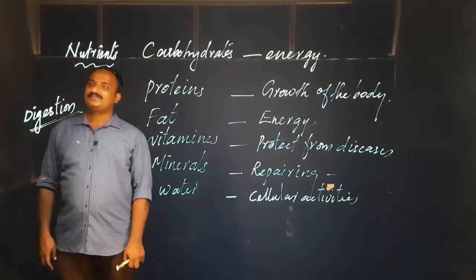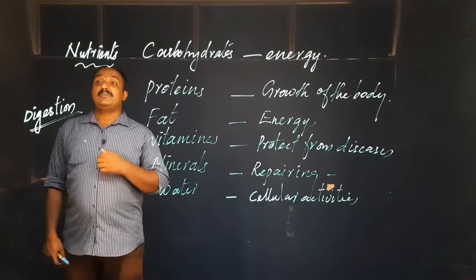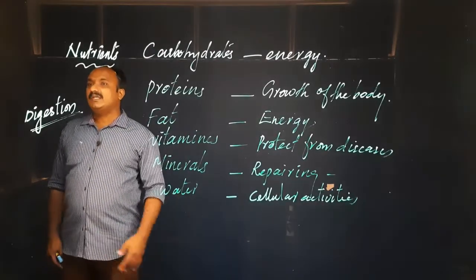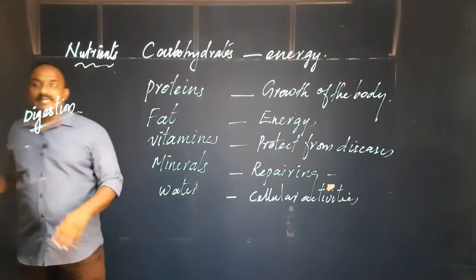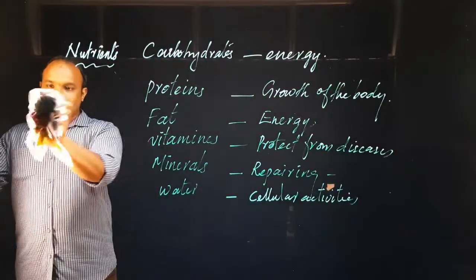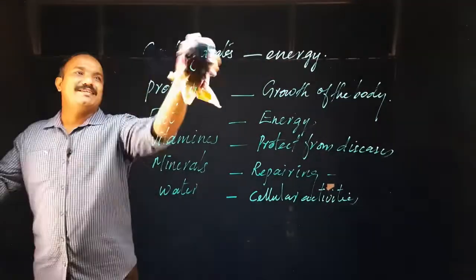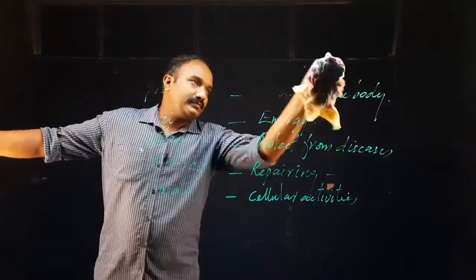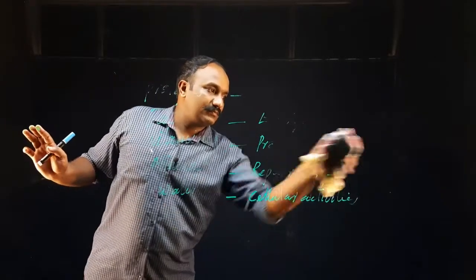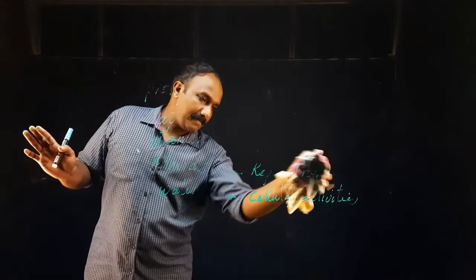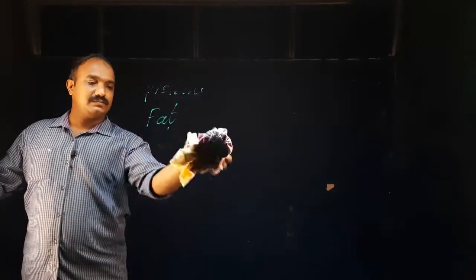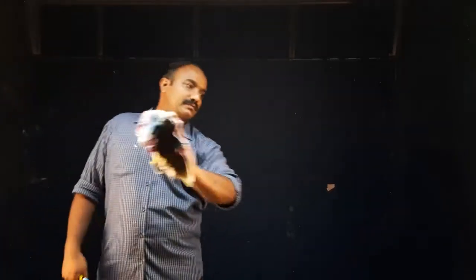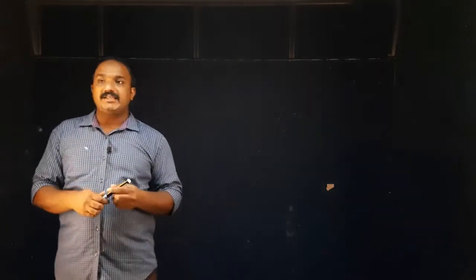Okay, then digestion takes place in the body at different levels of the digestive tract. So for that we have to see what are the parts of the digestive tract. After erasing we can see. So parts of the digestive tract.